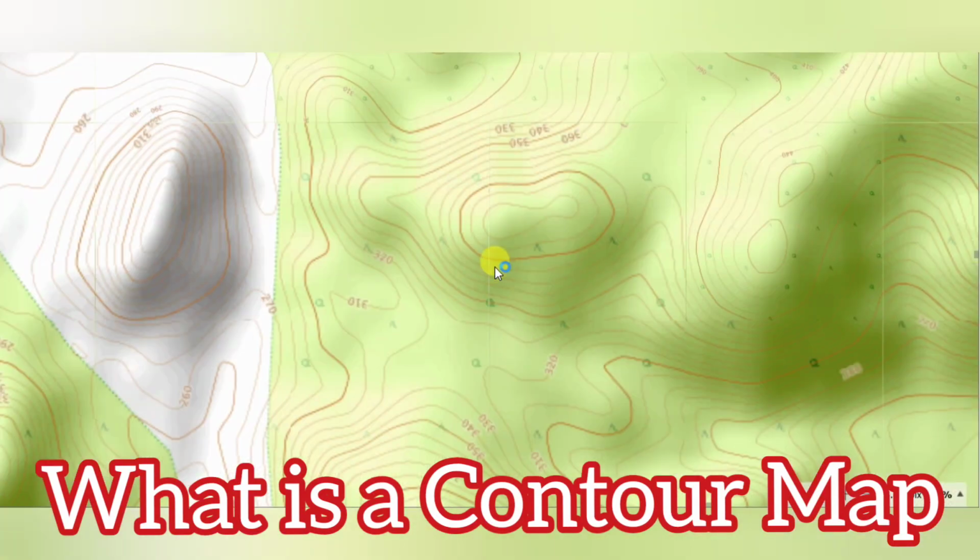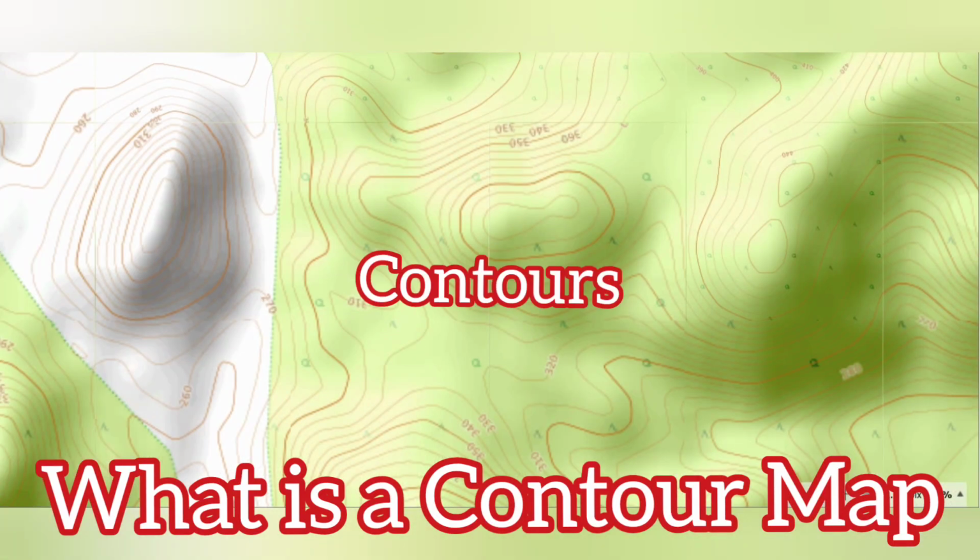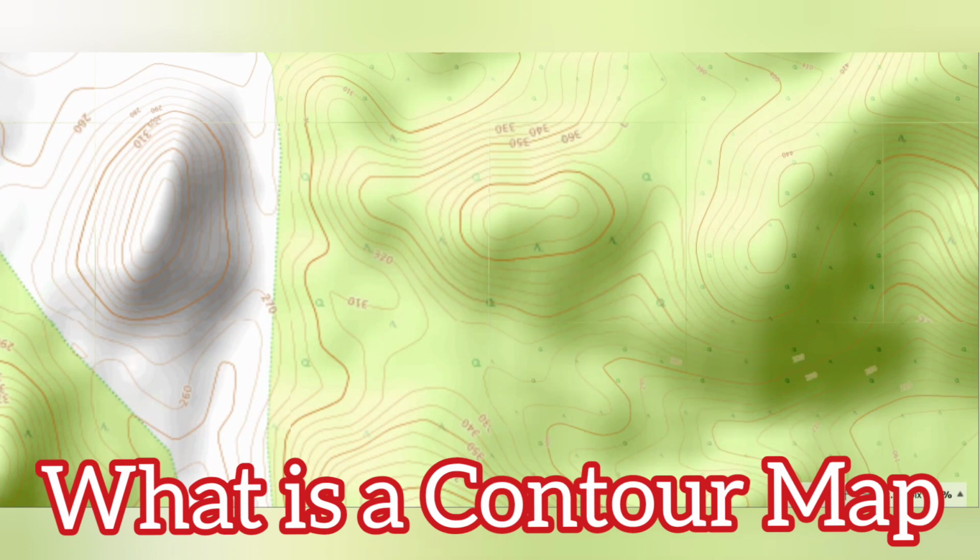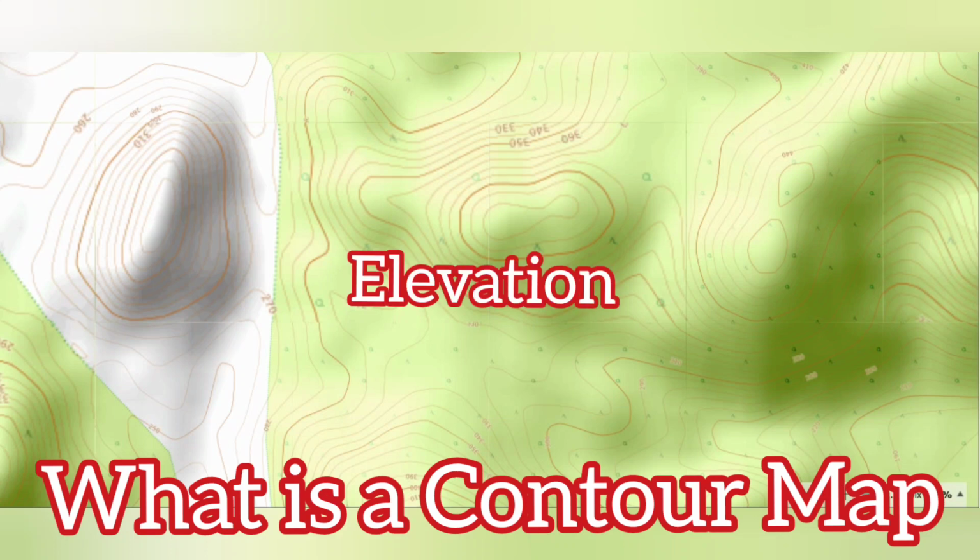These brown colored lines are called contours, and these are the connecting points of an equal elevation above the sea level. That means when you follow a contour of a single elevation, the whole area which is covered by the single line has the same elevation from the mean sea level.